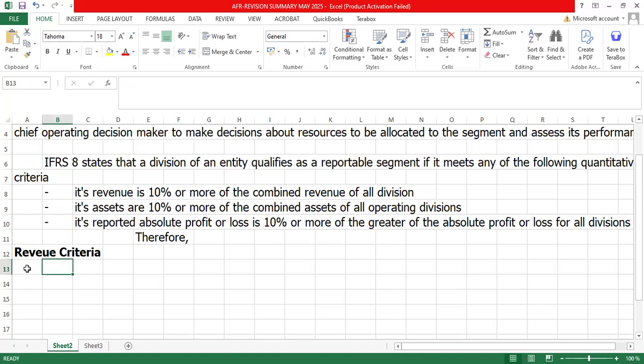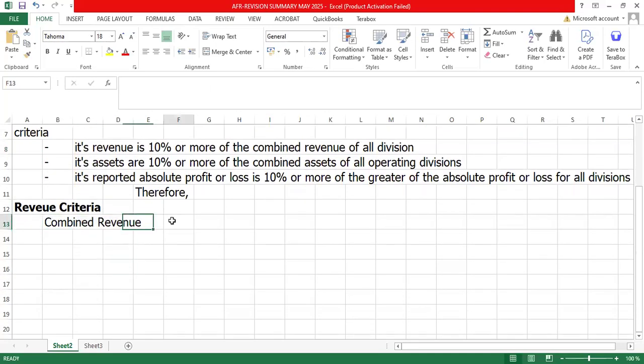And when you're testing this, you need first to know, remember here, you're saying that if its revenue is 10% of the division. So it means that here we need the combined revenue. First, before you get 10%, obviously you need the combined revenue. How do you get the combined revenue?